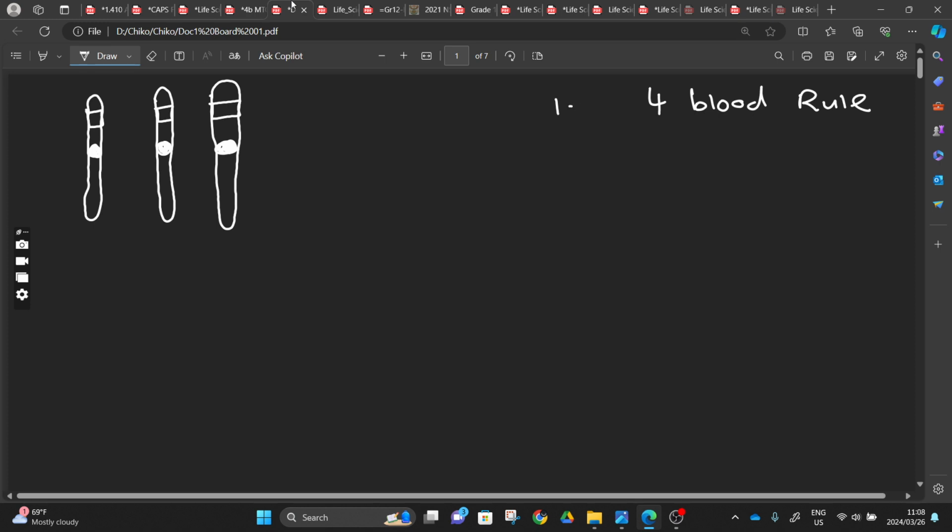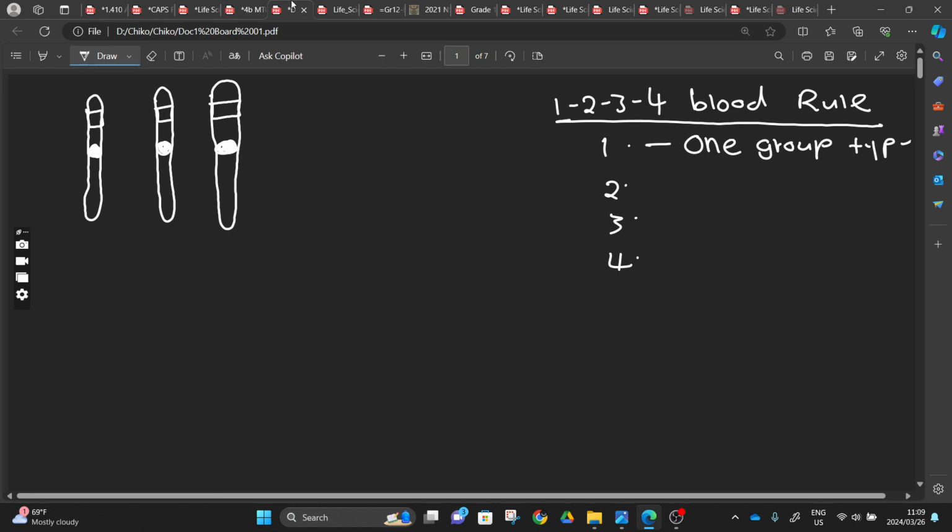Some of them will say 1, 2, 3, 4, because this is an explanation of blood. Number 1: each and every individual has 1 group type. Number 2: all of us, because we have 1 group type, have 2 alleles for blood. So it means that you have either A or B or O, a combination of these.